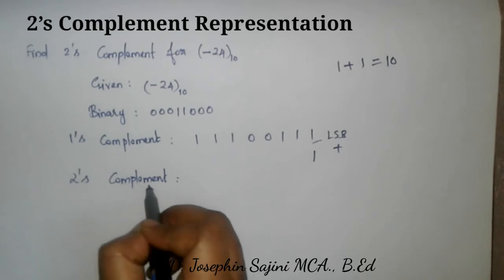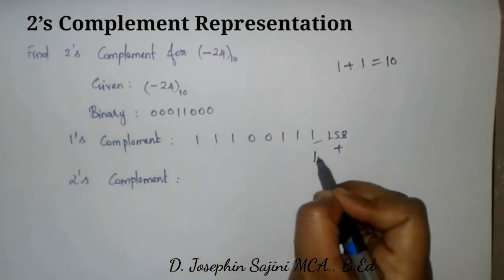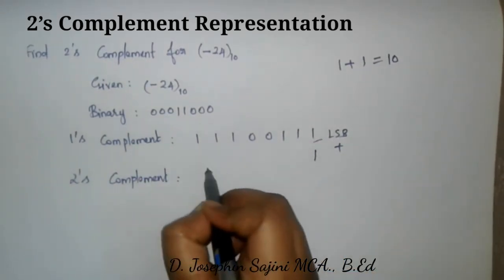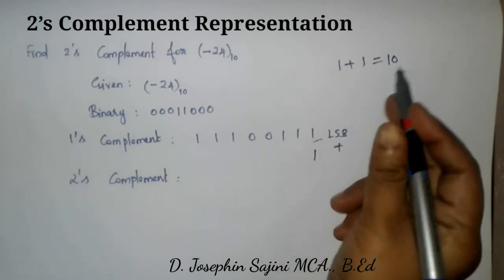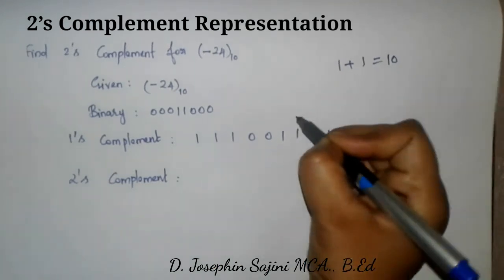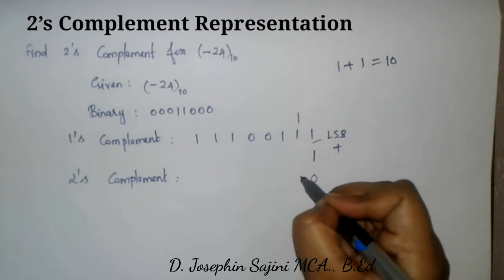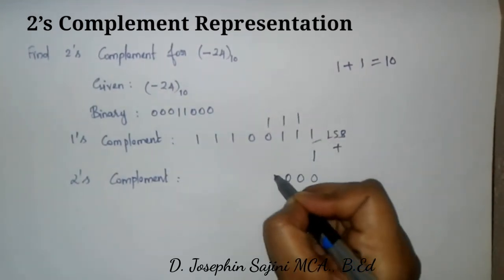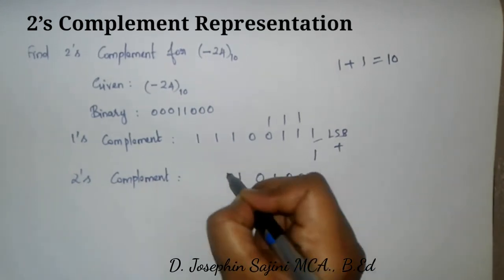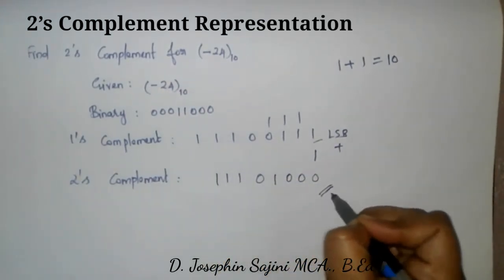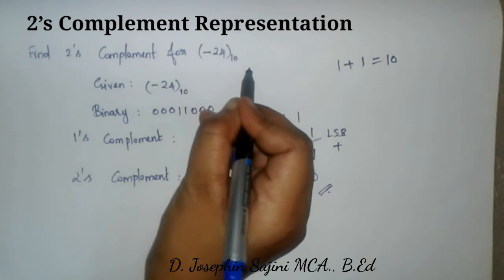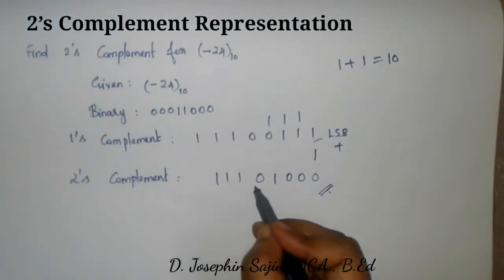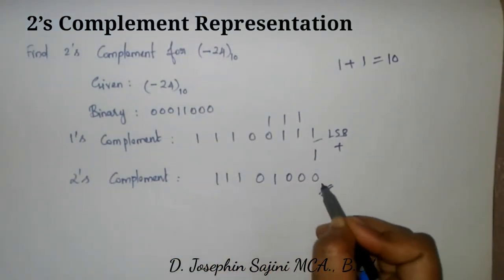So in the 2's complement, we add 1 to the 1's complement number. 1 plus 1 equals 10, so 0, remainder 1; 1 plus 1 equals 10, remainder 1, and so on. So the 2's complement of minus 24 to the base 10 is 1, 1, 1, 0, 1, 0, 0, 0.